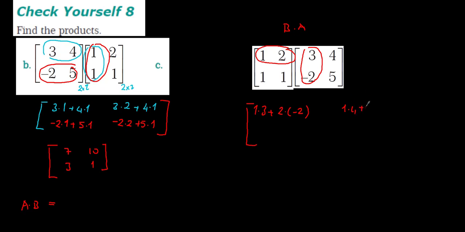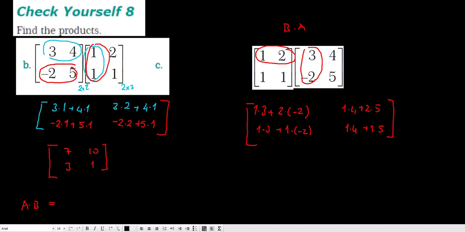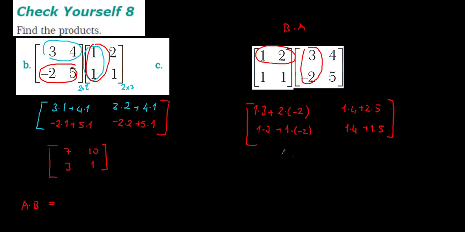2 times 5, 1 times 3, and plus 1 times minus 2, and 1 times 4, and 1 times 5 plus 1 times 5, it has to be. Okay, we close this one. 3, it's here. 3 is here. Minus 4 is here.